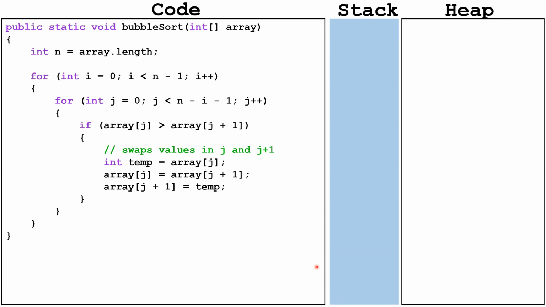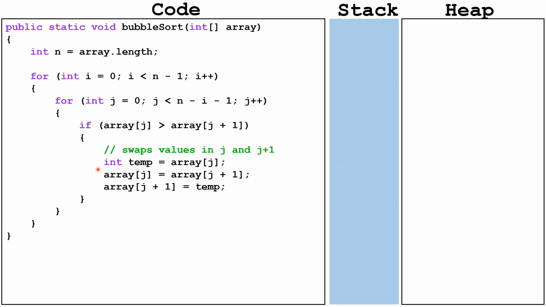Let's look at the code for a bubble sort. So here we have a method bubble sort. We get the length of our array and store it in n. Now we've got two for loops. So this outer for loop is the one that goes through n minus 1 times, n being the number of items in the array.